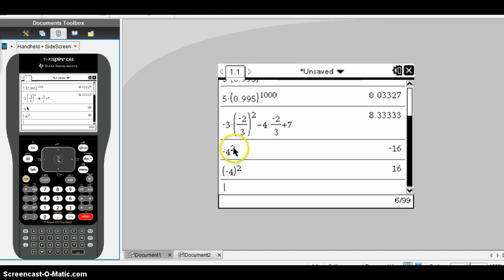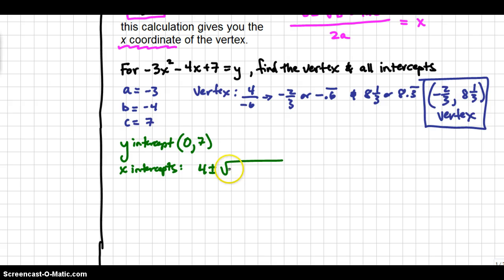On this previous one, it's going to do the power first, according to the order of operations, and then it's going to take the opposite. So if you want that opposite to travel with the number, you have to put it in parentheses. The other thing you can do here is simply remember that when you square a negative number, you get a positive. So negative 4 squared is positive 16.